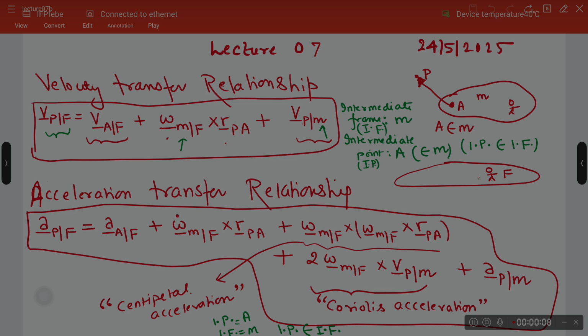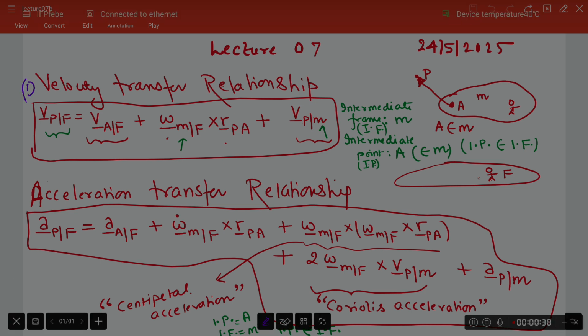So now we start lecture number 7 of the course Engineering Mechanics. In this lecture, we are going to derive two very important relationships. These two relationships are called the velocity transfer relationship and the acceleration transfer relationships.